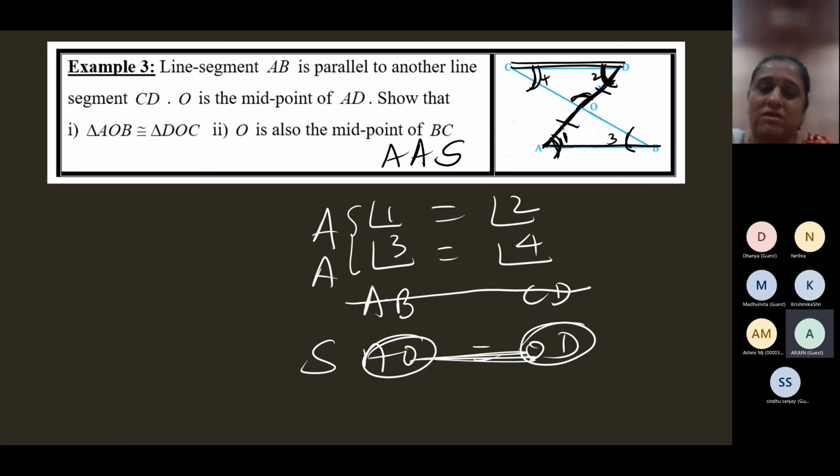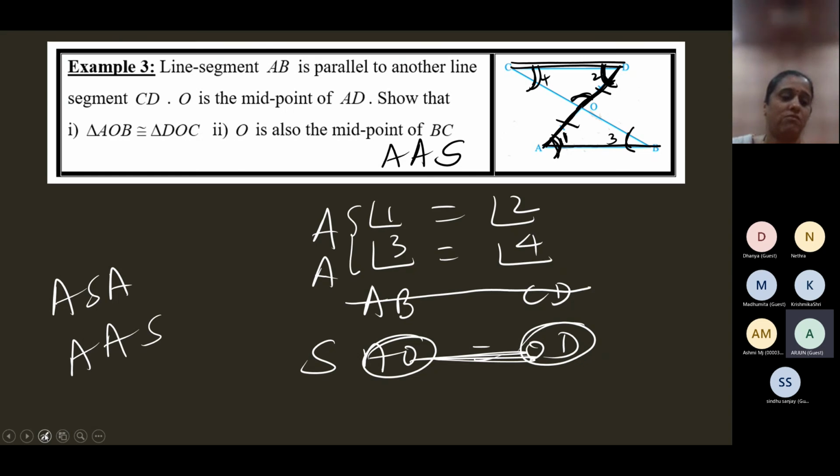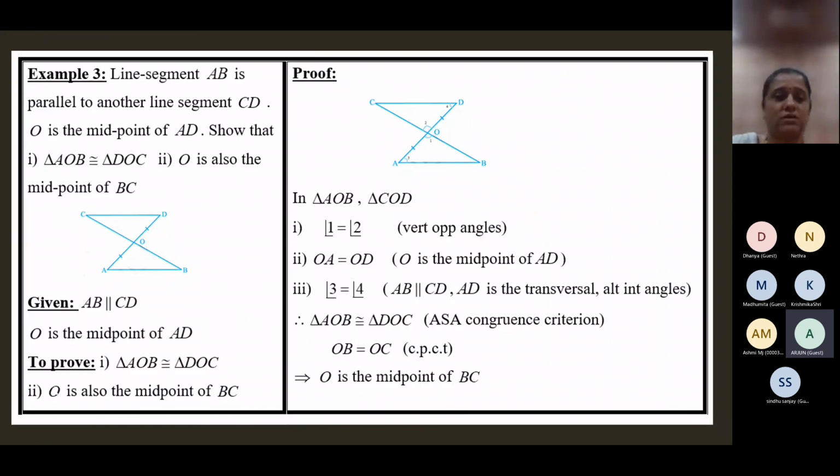So for the same proof, you can use two different rules. You can use ASA or AAS depending on the information you list. So I've used ASA. Please write down this.